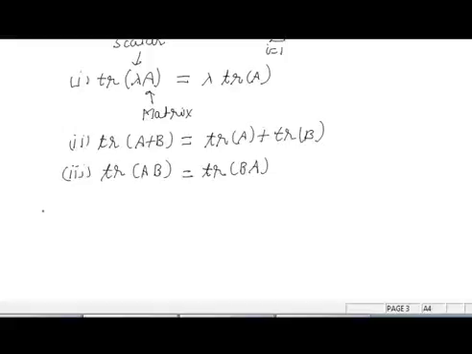Now again go back to the types of matrices. The third type of matrix is the rectangular matrix.